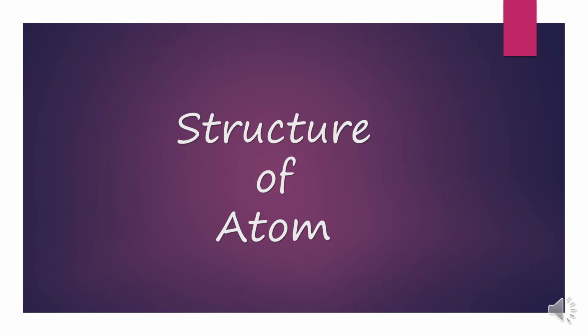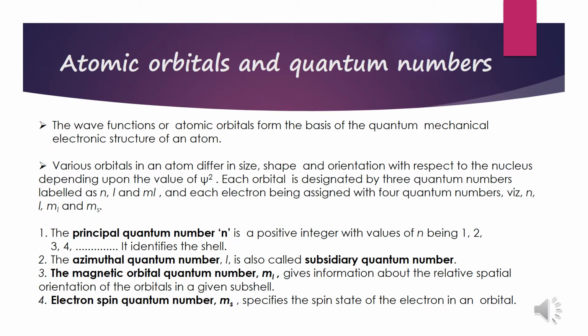Hello everyone. In today's video of chapter Structure of Atom, we are going to talk about quantum numbers. Atomic orbitals and quantum numbers. The wave function or atomic orbitals form the basis of quantum mechanical electronic structure of an atom. I told you in an earlier video that various orbitals in an atom differ in size, in shape, in orientation with respect to the nucleus, depending on the value of psi square.